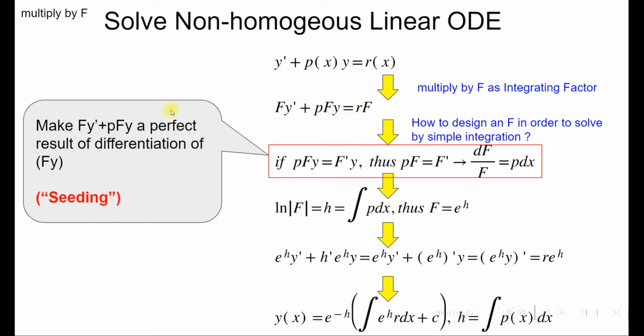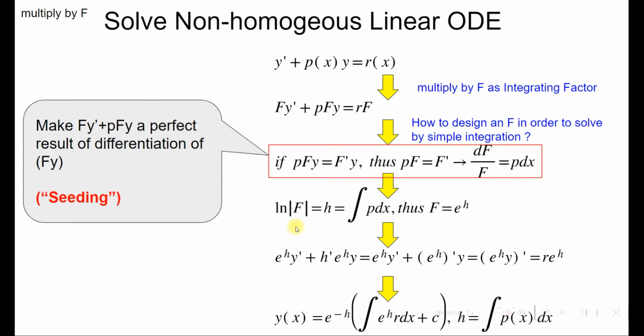So in order to satisfy this condition, you have to make p f y equal to f prime y. And you can cross out y on both sides of the expression. And separating variables, you get this expression. And obviously, it is integratable. So you can solve f. At this stage, you can pause the video and observe the detailed calculation.